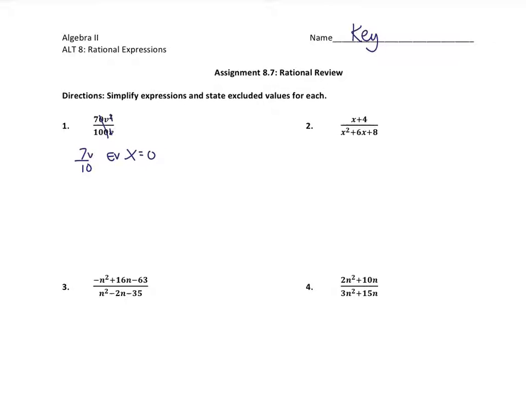For number 2, we're going to factor. So factor the bottom, what multiplies to give us 8, that adds to give us 6. So that's x plus 4 times x plus 2. X plus 4 will cancel. So our answer is 1 over x plus 2. Our excluded value, x cannot equal negative 4 and negative 2.